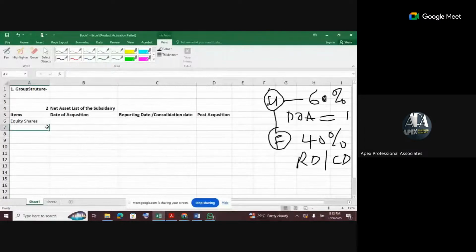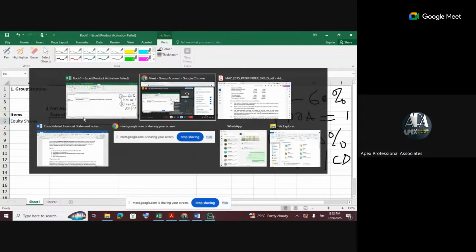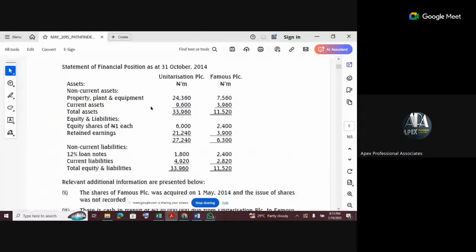All right, so back to what we are saying. So the equity. Remember that what we are calculating is the net asset list of the subsidiary. Most persons get confused. Look at this question. You see under U and under F, you have equity. You have retained earnings. When we are talking about the net asset of the subsidiary, this is the part we're talking about. We're not talking about this other part. So I'm going to take this 2,4.